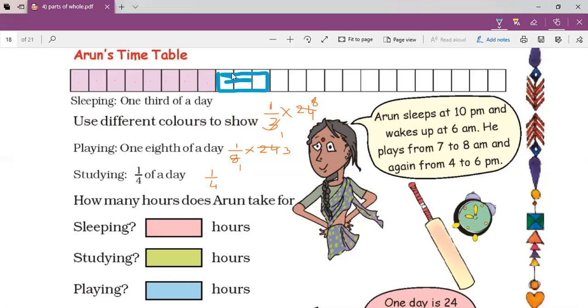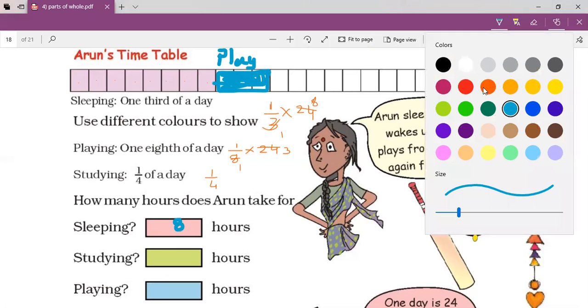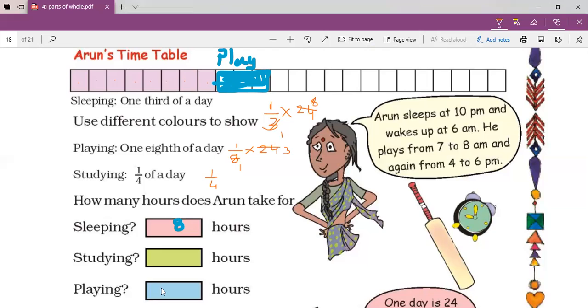Okay. Now what is this? Playing. So you can mention here playing. Play. Also you can write here, if you want, you can write 1/3 means sleeping. How many hours he sleeps? He sleeps 8 hours. And how many hours he plays? He plays 3 hours. Okay.